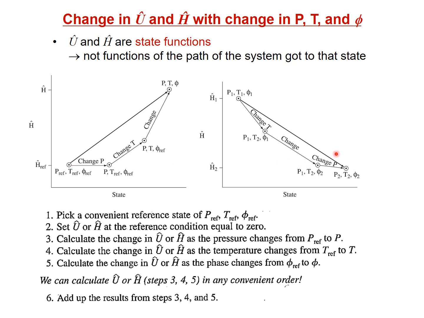In the second schematic picture, I am saying the same thing. In this case, the initial state is state 1, and the final state or target state is state 2. So I want to calculate H2 minus H1. In this case also, please change temperature, then change phase, and change pressure one by one. Please try to follow the changes one by one. Here are some statements, but I have said the same about that with these pictures.